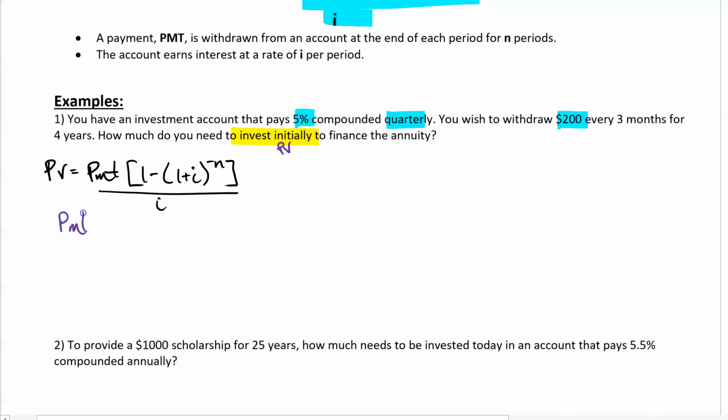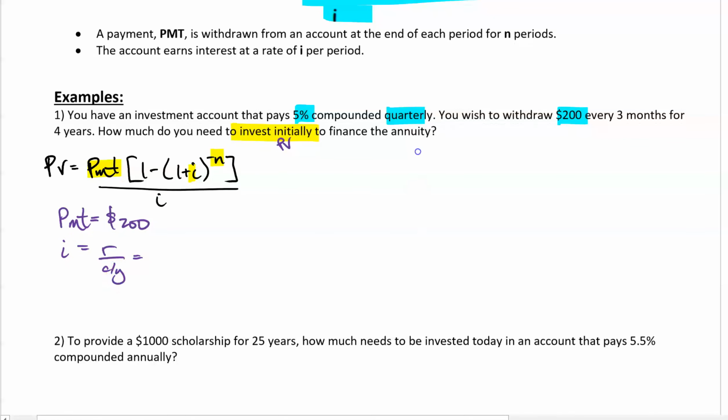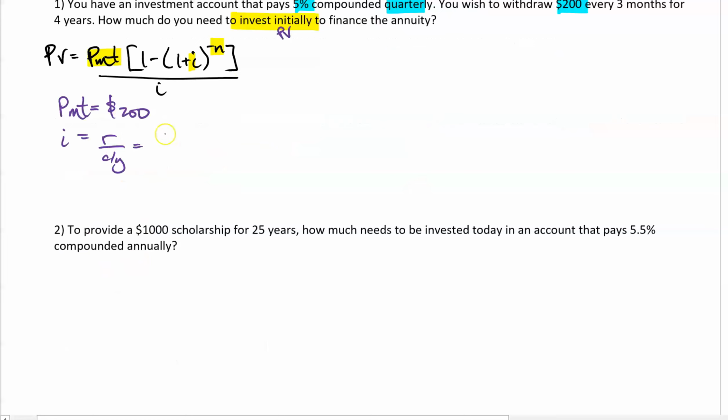The PMT is equal to 200. All right. The I value, we need I, right? We got PMT there, we need I, and we also need N, all right? That bottom I is the same as the top I anyway, so I is equal to R divided by compounds per year. So what is that? Well, your rate is 5%, written as 0.05, divided by your compounds per year, which we said was quarterly, so that's 4 times. We're going to take the year and split it into 4. And lastly, this would be 0.05 divided by 4, which is 0.0125.